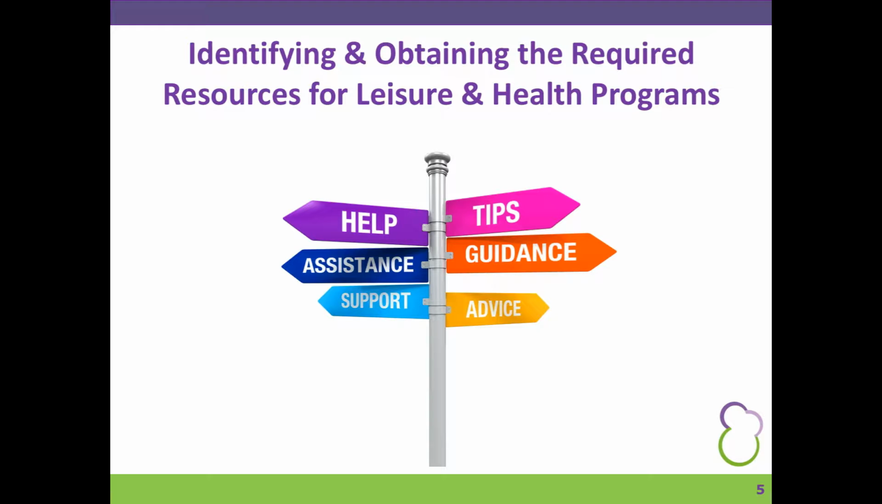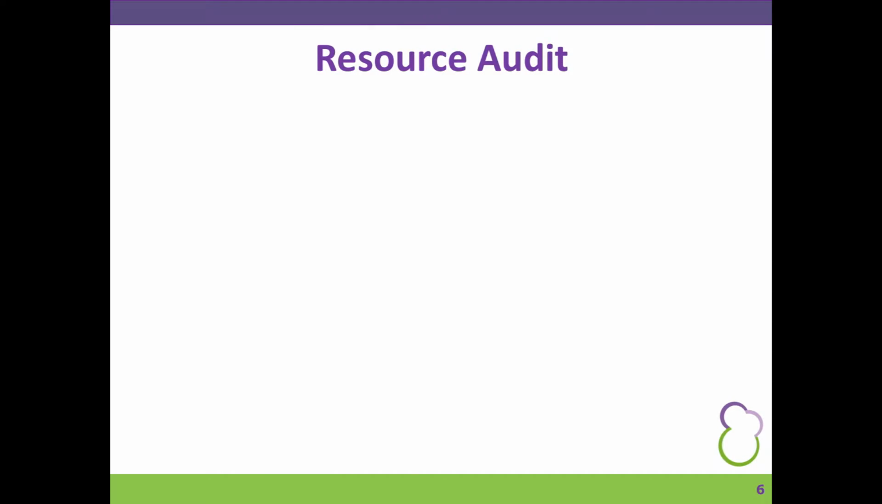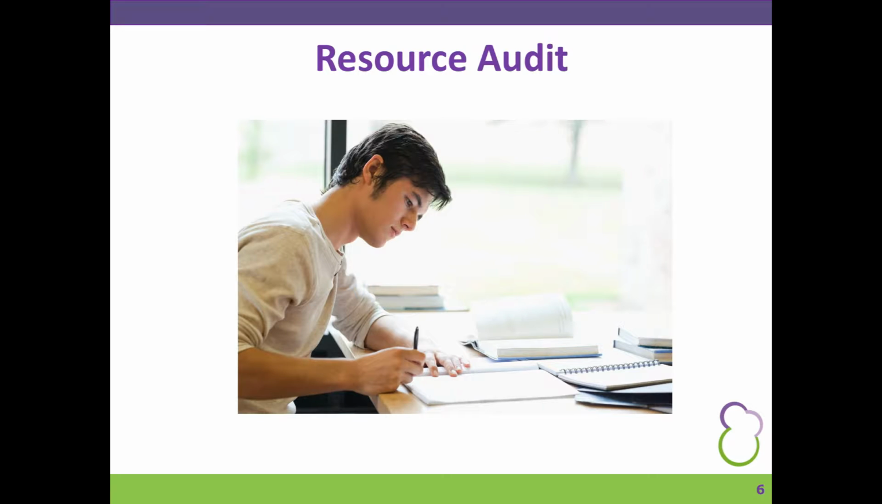One way of identifying the resources required for an activity is to complete a resource audit. This is simply a checklist of items that you need for your activity and whether they are available or not. Simply make a list of all the items you need, including staff members, and then check to see if they are available or whether you have to purchase them. Once you've reserved or purchased the resources and equipment you need for your program, then you can move on to the next step.